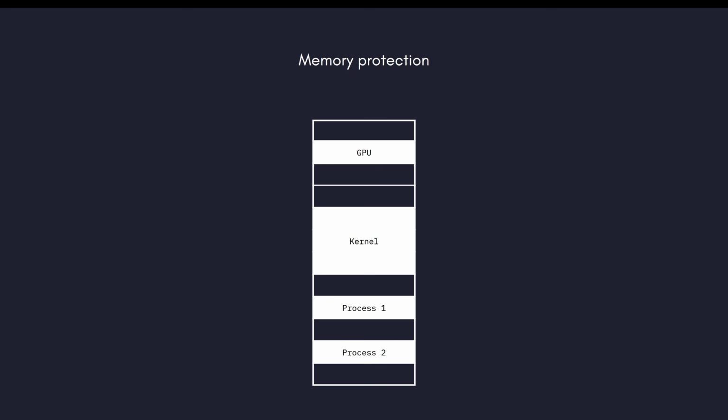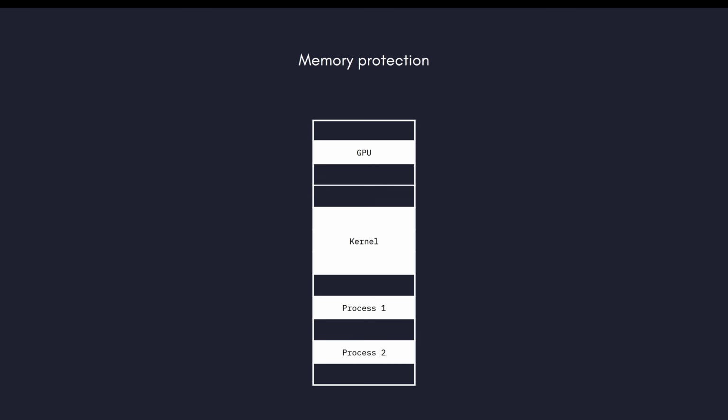So again, we have our memory layout. We have the GPU, we have the kernel, and we have processes. Well, we probably want to prevent processes from accessing the kernel directly. And most likely we'll also want to prevent them from communicating with peripherals directly, such as directly with the GPU. Instead, we want them to go through the operating system. So to do that, we set up protection levels.